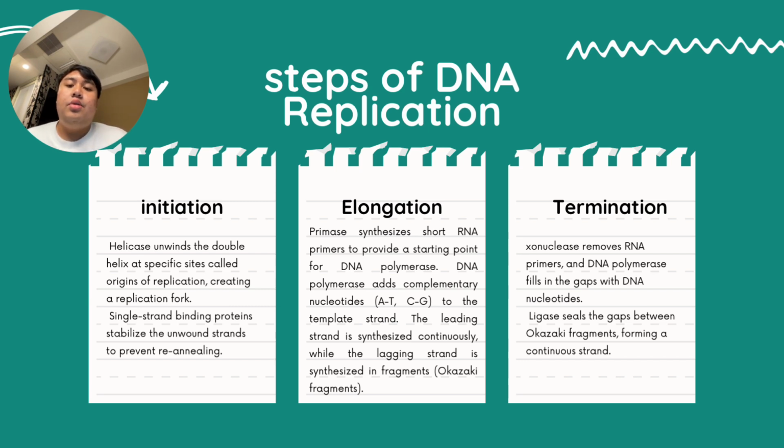Next is the elongation, where primase synthesizes short RNA primers to provide a starting point for DNA polymerase. DNA polymerase adds complementary nucleotides to the template strand. The leading strand is synthesized continuously, while the lagging strand is synthesized in fragments.